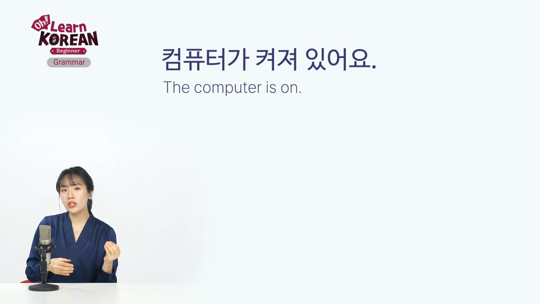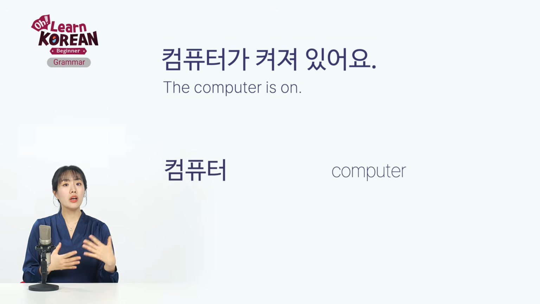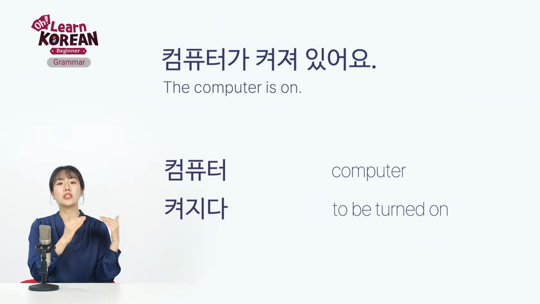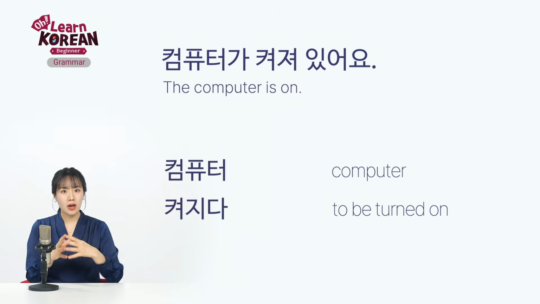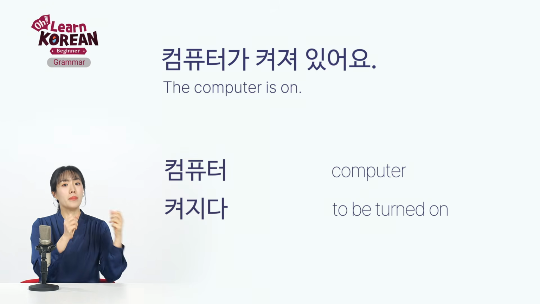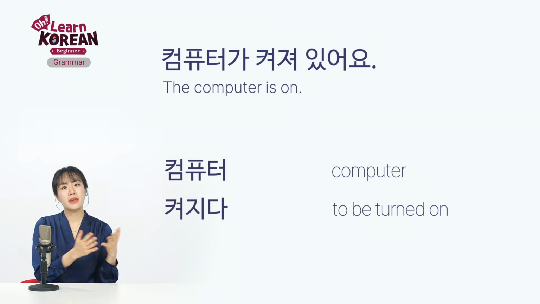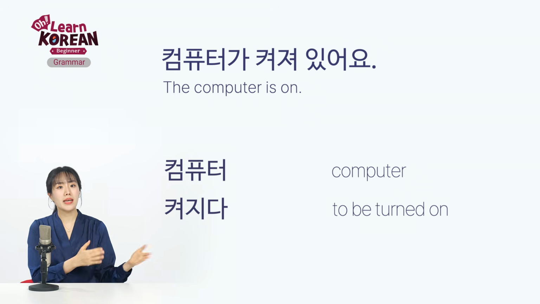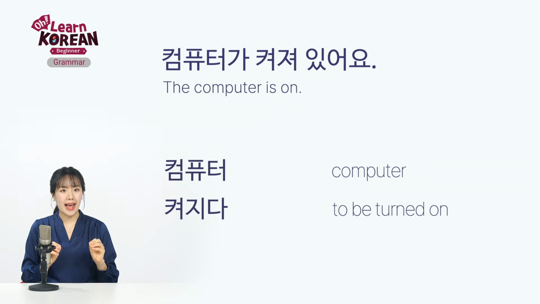The computer is on. 컴퓨터가 켜져 있어요. 컴퓨터, computer, 켜지다, to be turned on. 켜지다 becomes 켜져 있어요. Since 지 and 어 meet, they become 져. It means the computer was turned on and is still running right now.